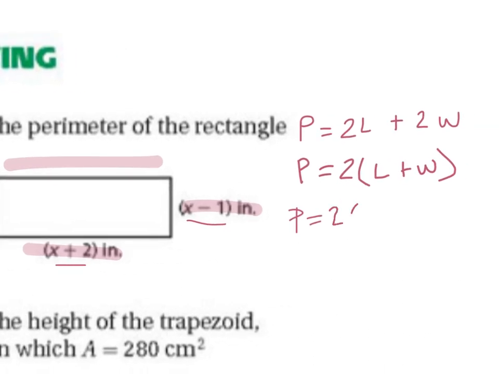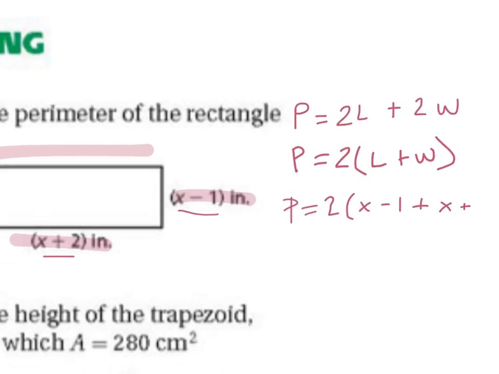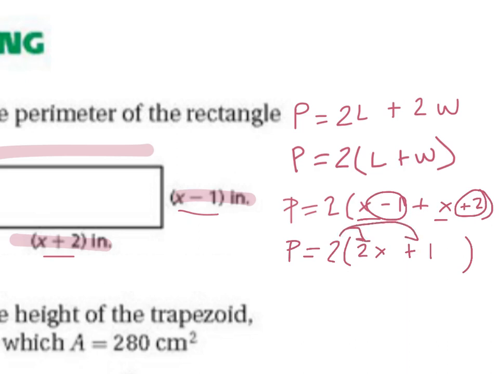So we have 2, and then we're going to add x minus 1 plus x plus 2. So if we add the x's together, so I'm just working with what's inside the parentheses now. So we have 2x, and then we're going to add the numbers together. So we have a negative 1 and 2, which is just plus 1. And now we need to distribute the 2 to both of these. So we have perimeter is equal to 4x plus 2.